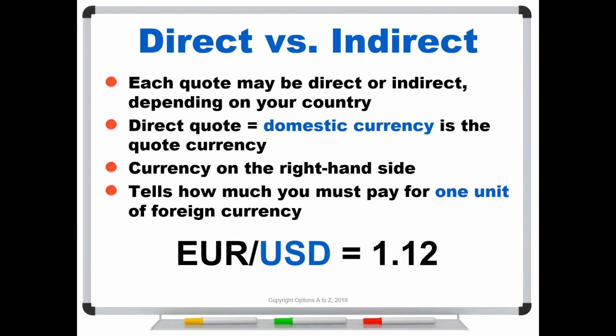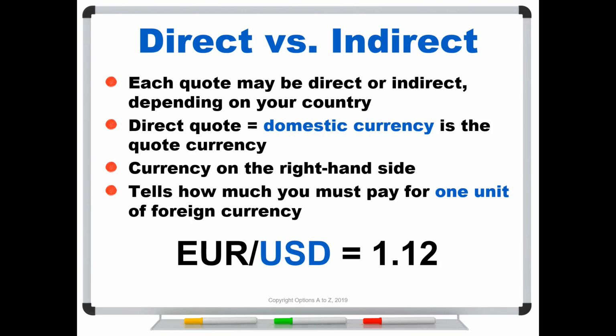So going back to Euro US dollar here, if you saw this, we would say this is a direct quote for us. Because assuming you're here in the US, the dollar is on the right. We are quoting in terms of dollars. So for us, it's a direct quote. Another way to understand it is that the most logical question we would have from the US is how much do we need to pay for 1 unit of a foreign currency? So this is directly quoting the euro for us.